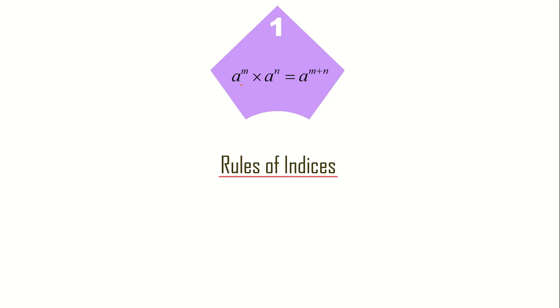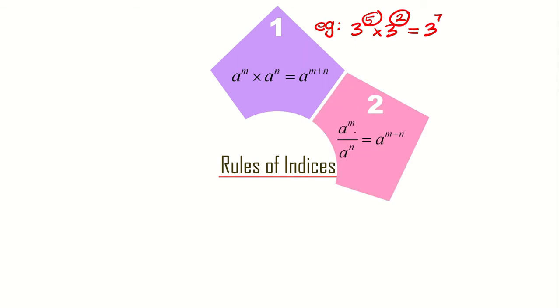Okay, the first one we have, let's say you have a to the power of m multiply with a to the power of n. So this is equals to a to the power of m plus n. So for example, here we have 3 to the power of 5 multiply with 3 square. So what we will do here is that we add the indices, we have here 5 plus 2 which is 7. So this is 3 to the power of 7.